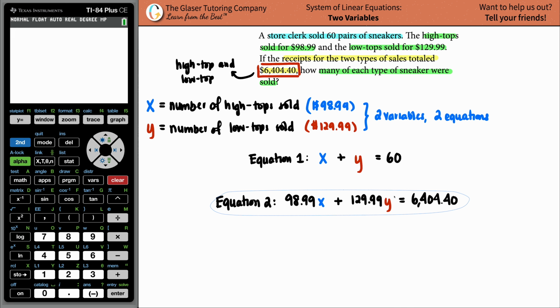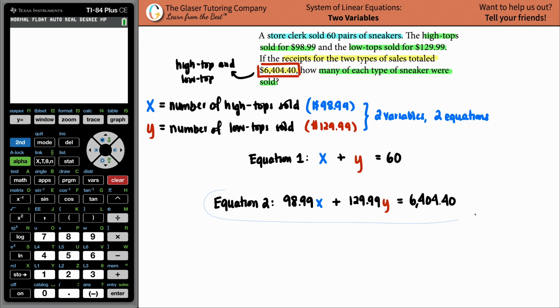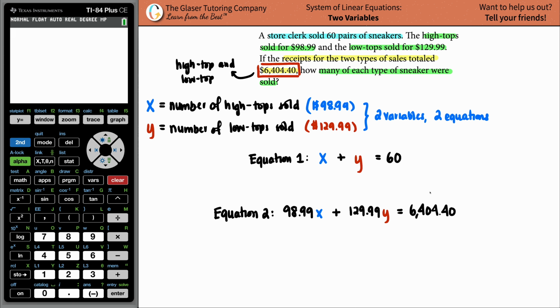When you're dealing with money, you don't have to write the dollar sign in your equations. Okay, now we got 2 equations, so let's solve for it. Now there's the substitution method, addition, elimination. For this, the easiest way is if you have an equation that just has one x and one y, you'll always try to use the substitution method.